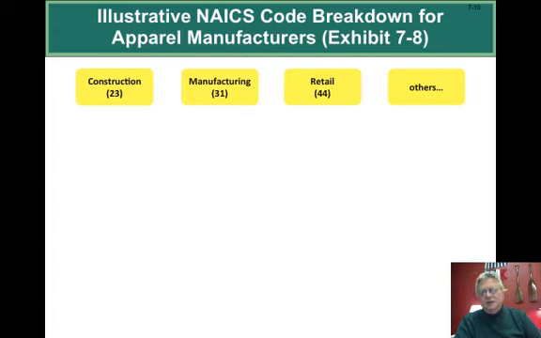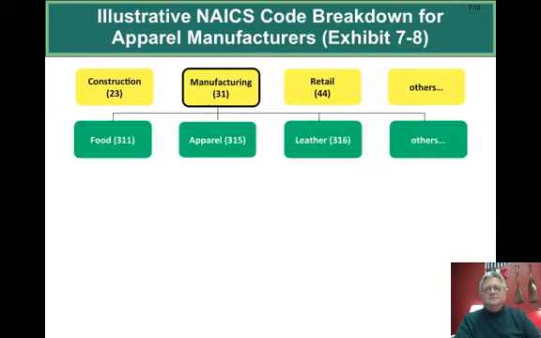Manufacturing 31, retailing 44, and so forth. It's a very all-inclusive system, and there's a NAICS code book that has a list of all of the code numbers. But just to continue with this example, let's say we're looking at the manufacturing sector, Sector 31, and in particular, the apparel industry.